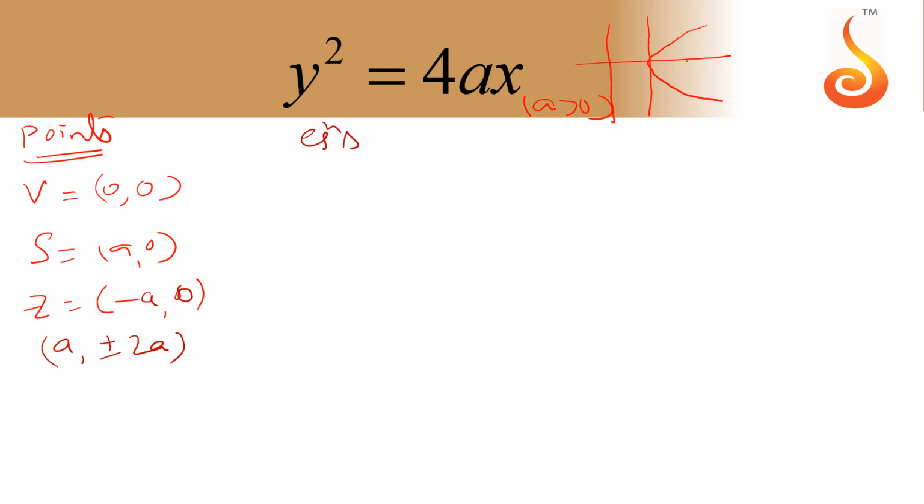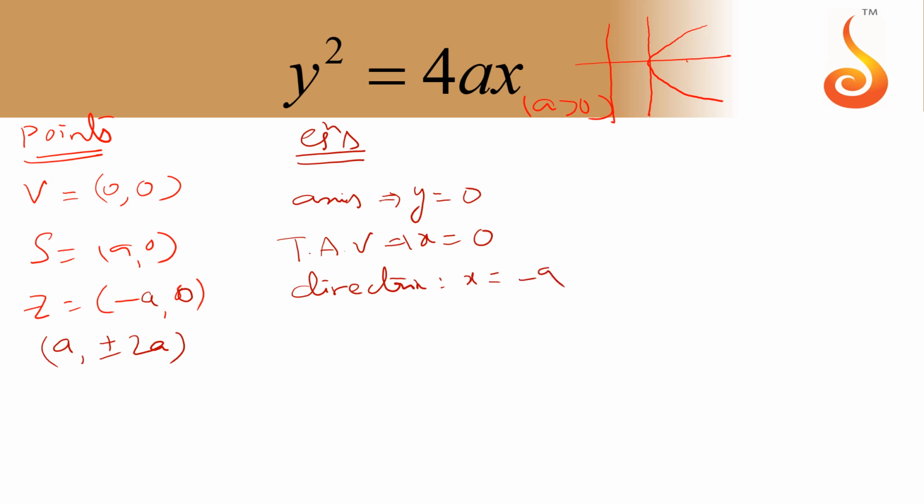Then equations of lines. What are the equations of the lines which are involved in this parabola? Axis here is y equal to 0. Tangent at vertex is x equal to 0. Directrix: x equal to minus a. Latus rectum: x equals a.